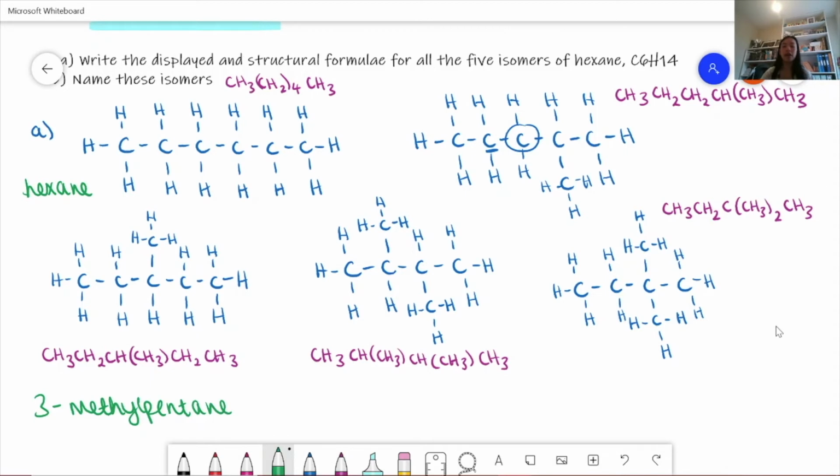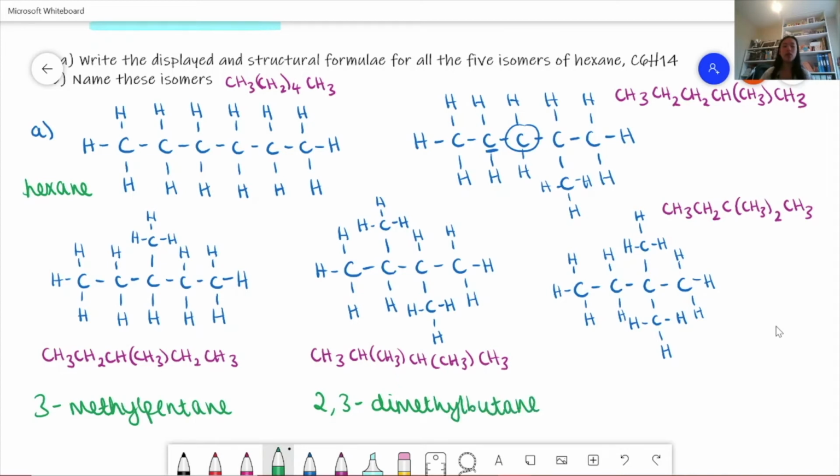And then going to the next molecule, this time the longest chain is 4, so we have some kind of butane, and we have methyl groups on the 2nd carbon and on the 3rd carbon, and so we have 2,3-dimethylbutane.